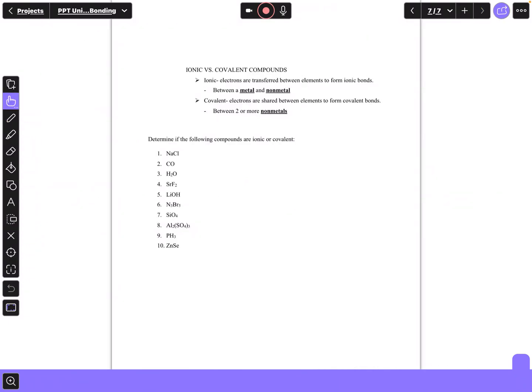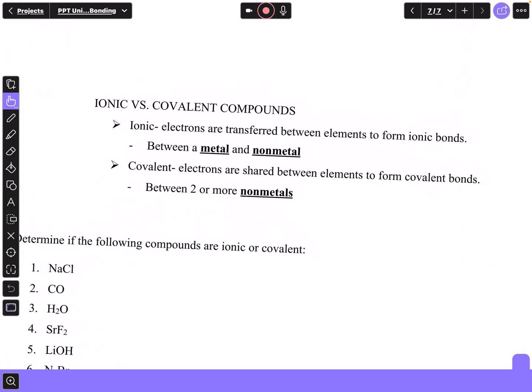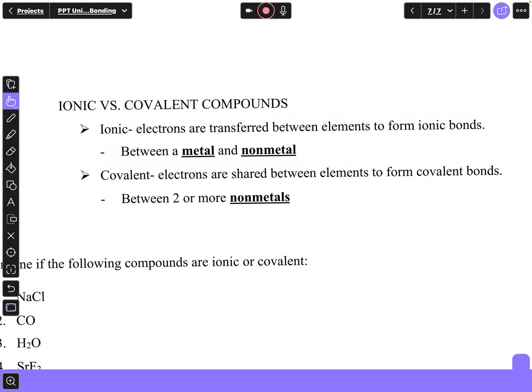Now we get to this last page. It's kind of a review before Thanksgiving. We went over ionic and covalent compounds just a little. Ionic means when electrons are transferred. There's a transfer of electrons between elements to form ionic bonds between a metal and a non-metal. Covalent is when electrons are shared. Remember, it's the valence electrons that are going to be shared or transferred. And it's between 2 or more non-metals.